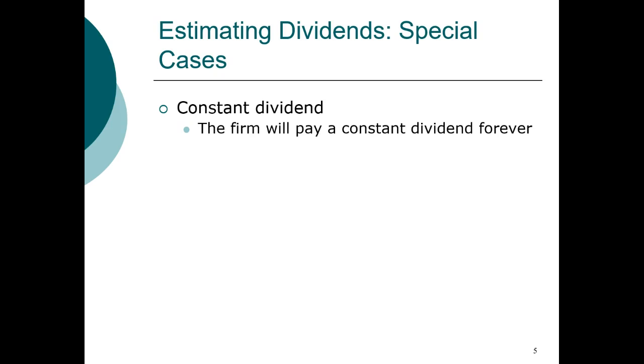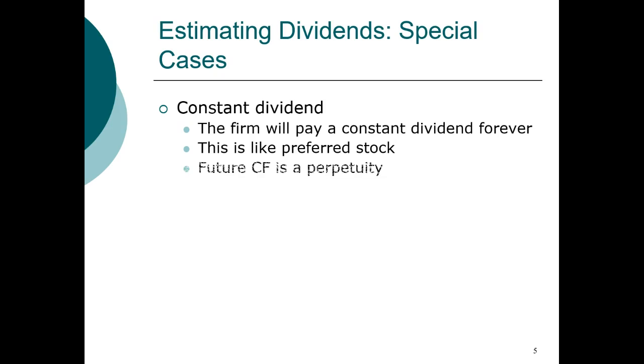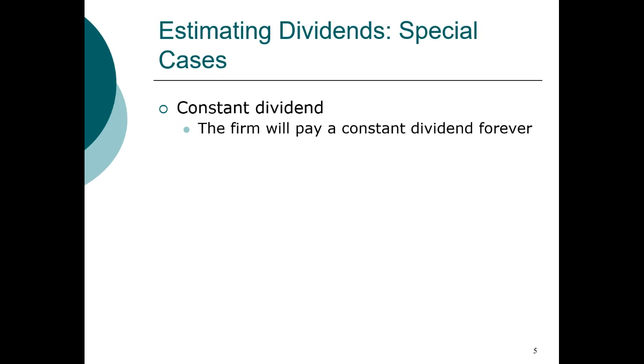So a good example of that is a preferred stock. If a company pays a say 4% preferred stock, that means you'll pay $4 in dividend every single year forever. Since the dollar amount is the same and it lasts forever, the cash flow is a perpetuity. And we already know how to value perpetuity.